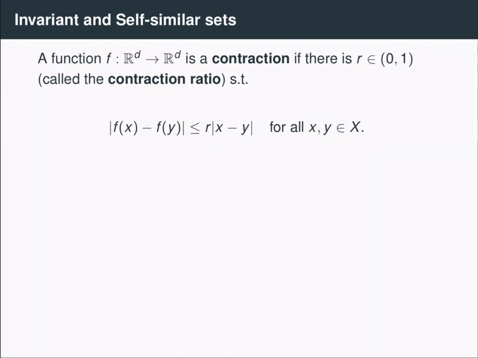So first, recall that a function is a contraction with contraction ratio r strictly between 0 and 1 if it is r-Lipschitz. So in other words, a contraction is a function that shrinks distances between points by at least a factor r.